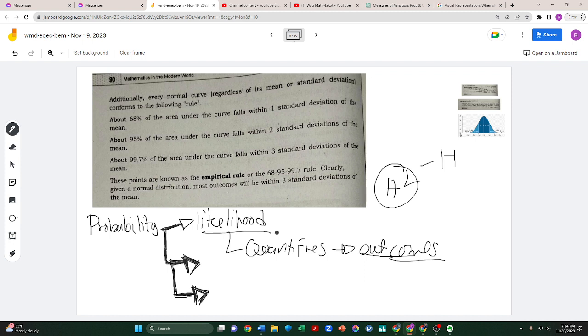Okay? And also risk assessment. In finance, insurance, and other risk-related fields, probabilities are used to assess and manage risk. These include calculating the probability of events like defaults, accidents, and market situations. Then also machine learning and AI, artificial intelligence. Probabilistic models are widely used in machine learning and artificial intelligence for tasks like classification, regression, and natural language processing.